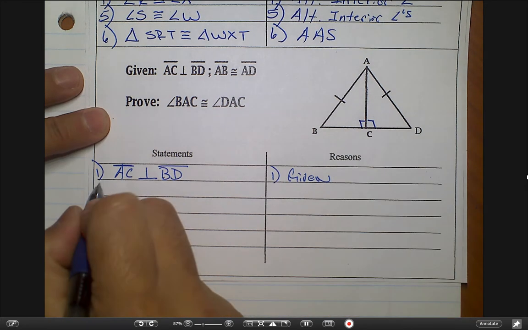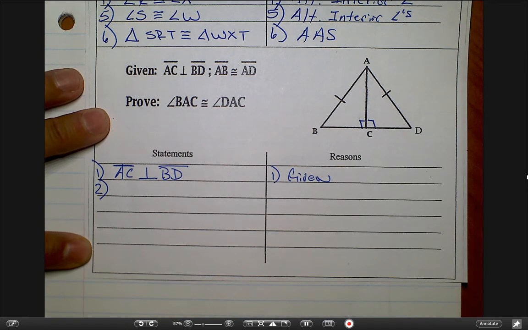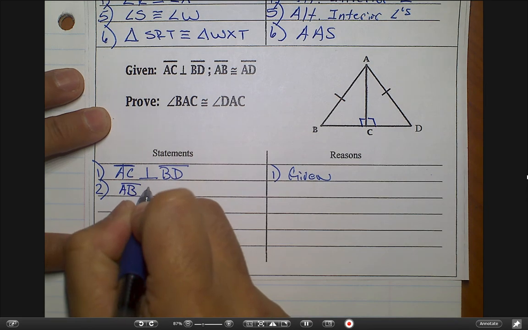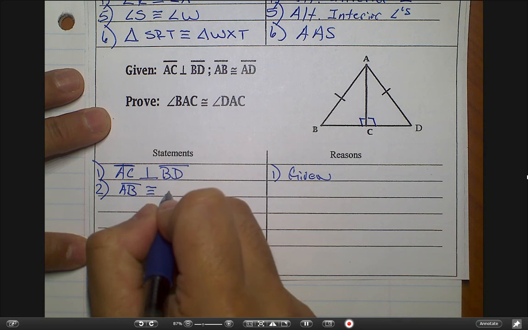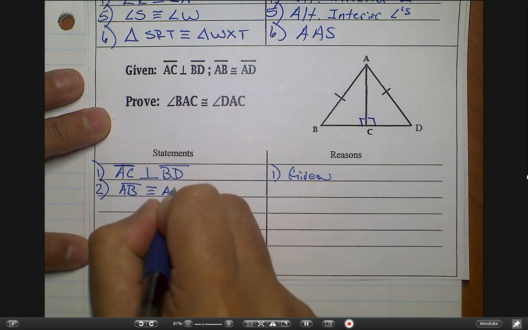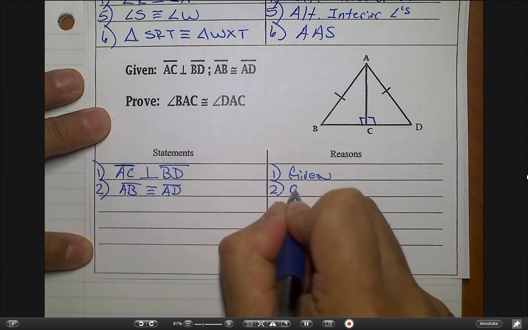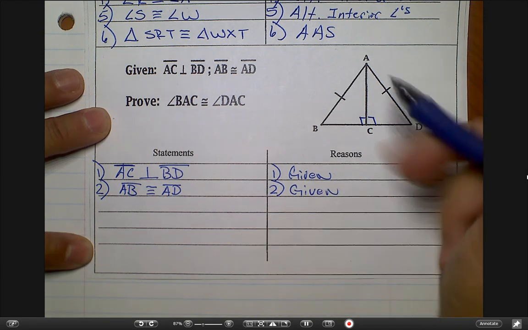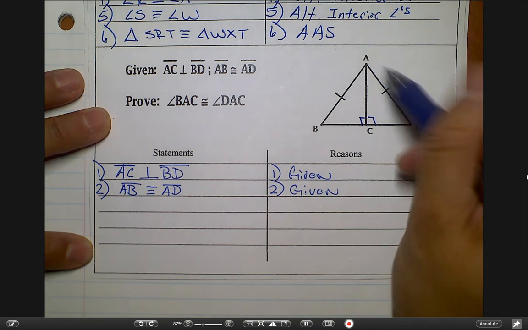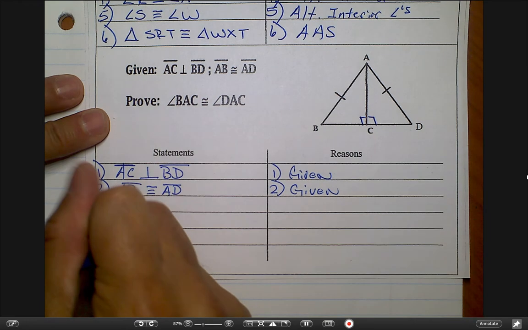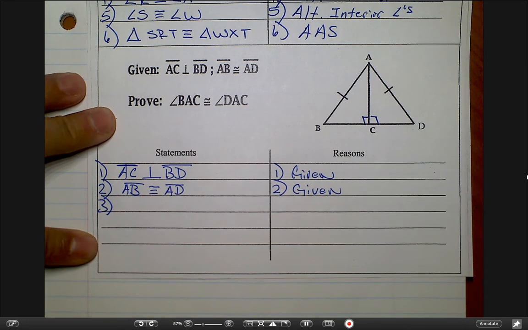Okay, so now I have that. For 2, I'm going to use my next given. AB is congruent to AD. That's my given also. It's already marked. AB and AD right there. Those are given. Now, let's go through our checklist. For 3, it's on the checklist. What am I going to look for here?